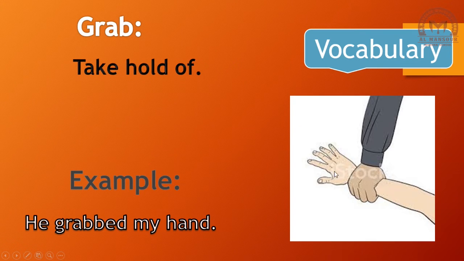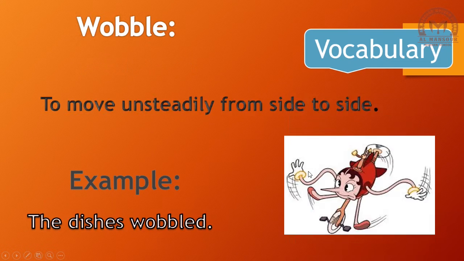Grab. Grab means to hold someone firmly. Okay, like in the picture. Take a hold of. It doesn't have to be someone, it could be something. Like he grabbed my hand or he grabbed the can of Pepsi or something like that. Wobble. To move unsteadily from side to side. So when something is unstable and about to fall, we call it wobbling. Okay? Here's an example. The dishes wobbled.